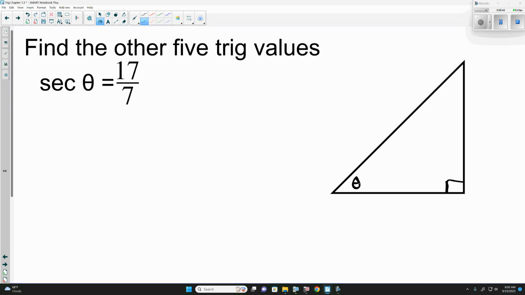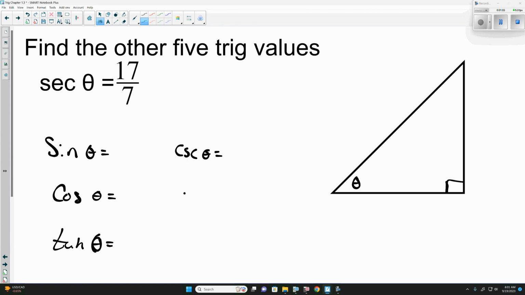And what they told us is we have secant of theta. And we're going to want to find sine, cosine, tangent, cosecant, and cotangent. Because luckily we don't have to find secant, they already gave it to us. But secant is the same as 1 over cosine, or the flip of cosine.